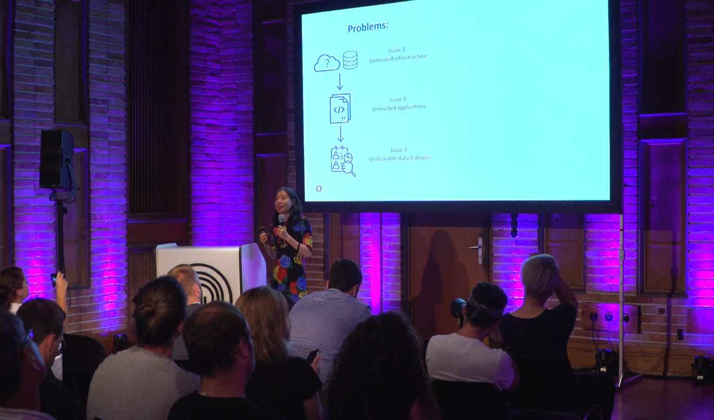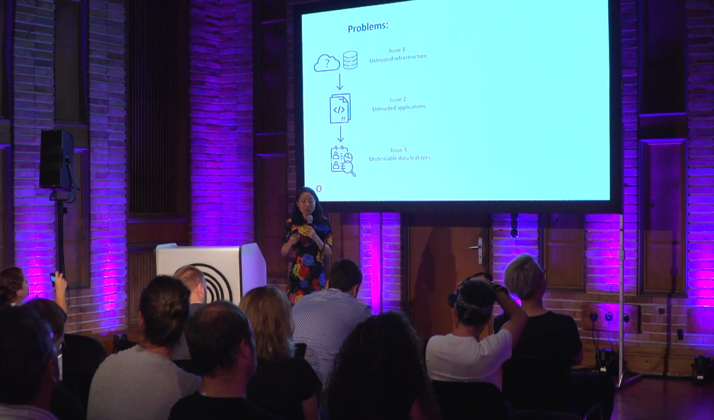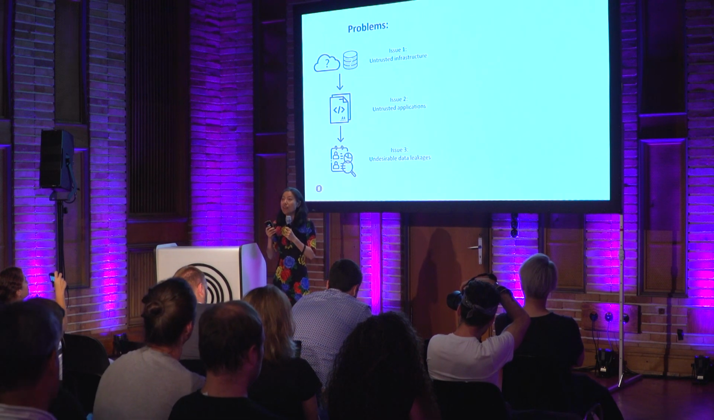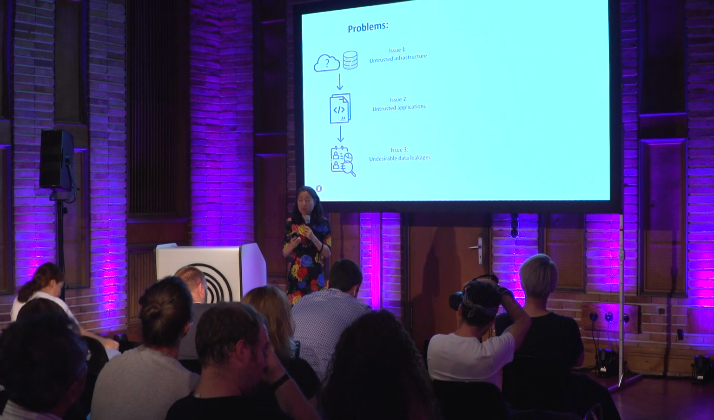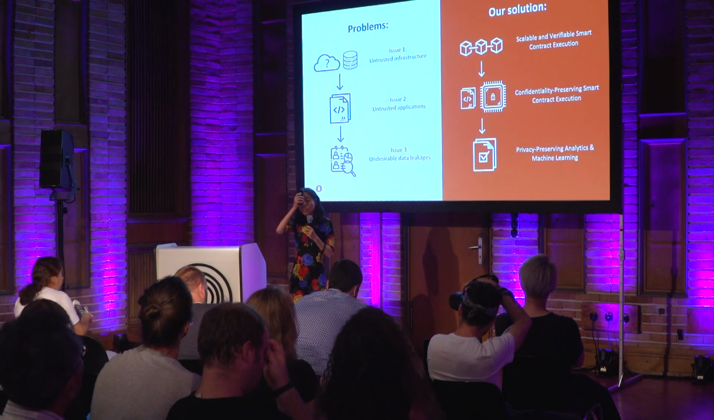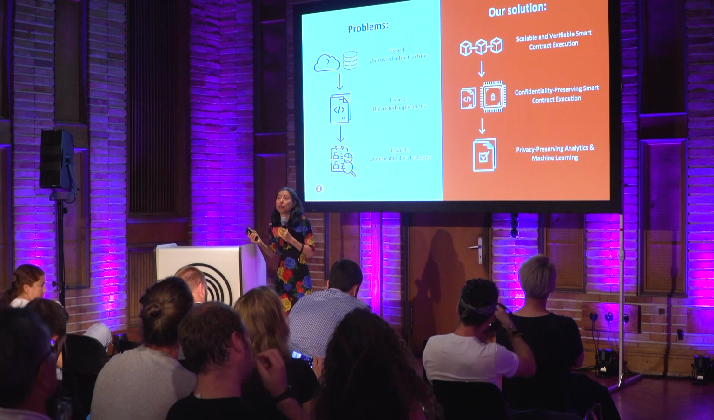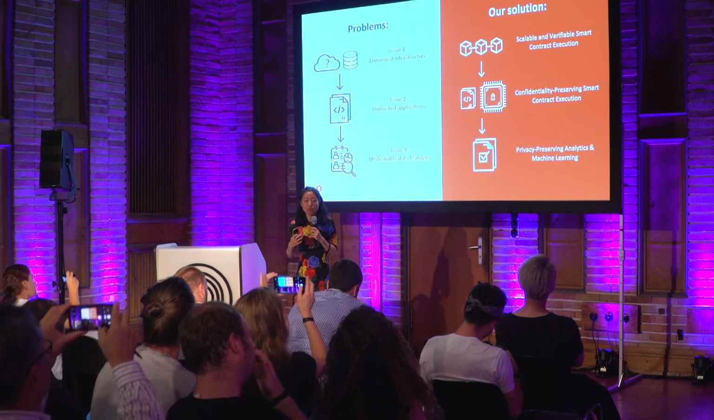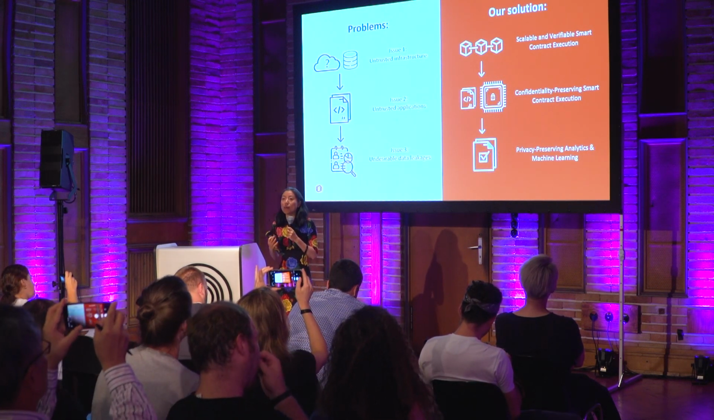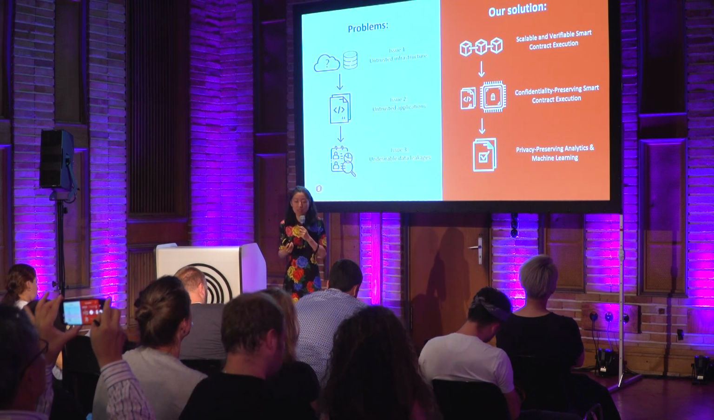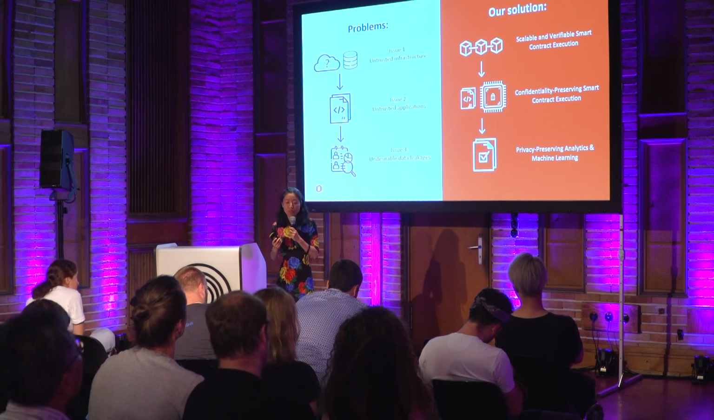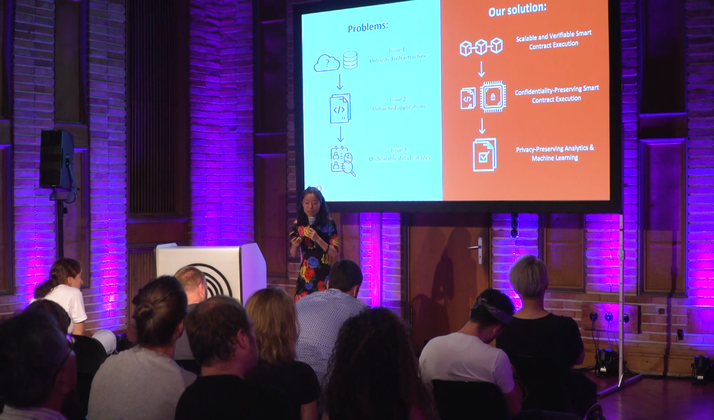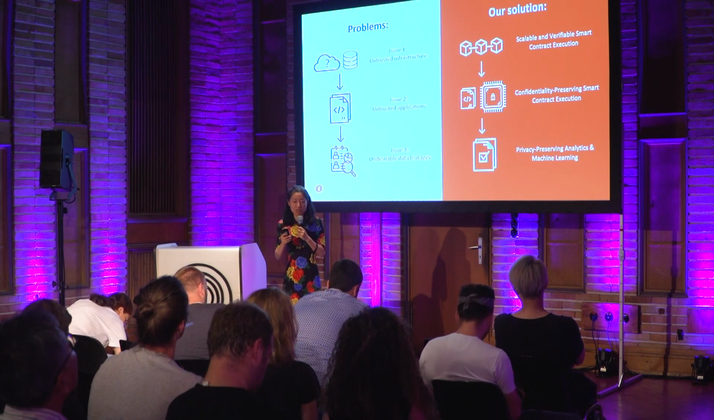So today's computing, we face many challenges. We have untrusted infrastructure, untrusted applications, and also the applications may have undesirable data leakage. To address all these different issues at Oasis, we have been developing a comprehensive end-to-end solution, including a combination of different types of technologies, including scalable and verifiable smart contract execution, confidentiality preserving smart contract execution, and also at the application level, we provide privacy preserving analytics and machine learning.